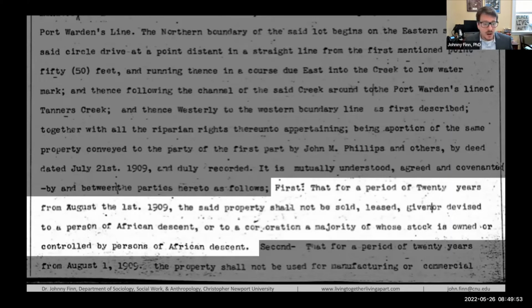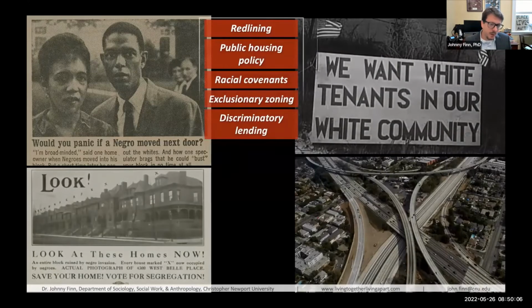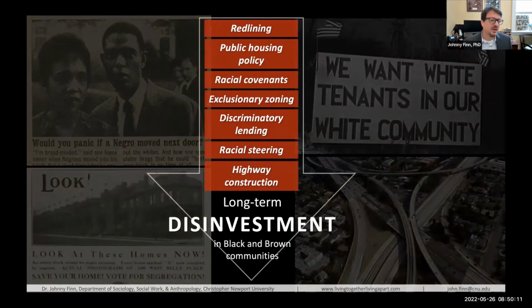So I've covered a bit of history here. If you come and take my urban geography course, we spend a lot more time in the detail of this urban history. But the bottom line is that through redlining, through public housing policy, through racially restrictive covenants, we haven't even mentioned exclusionary zoning, the discriminatory lending practices of banks and financial institutions, racial steering by realtors, highway construction in the same period, what we have is effectively the long-term disinvestment in Black and Brown communities all over the country.